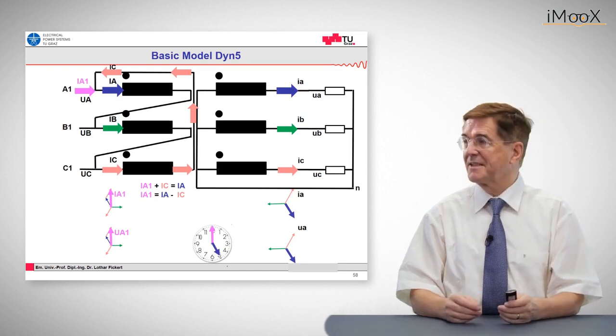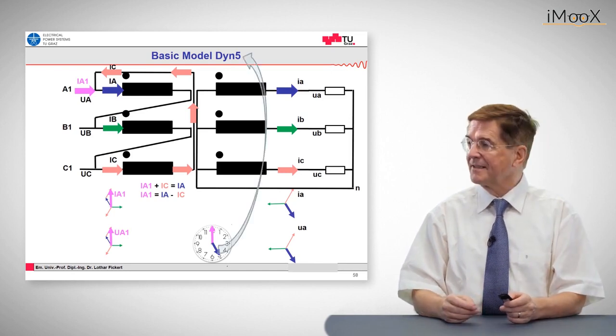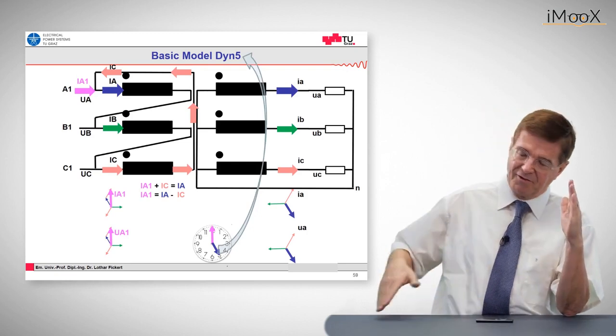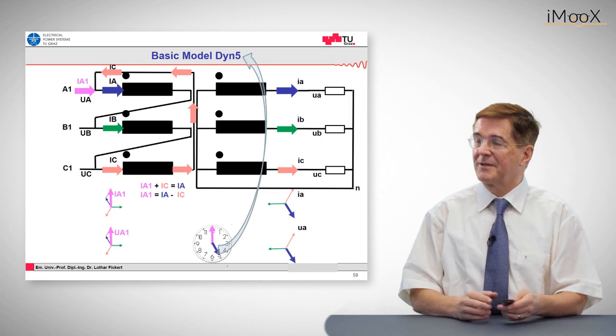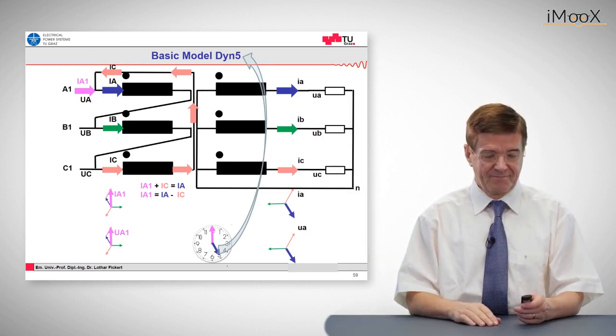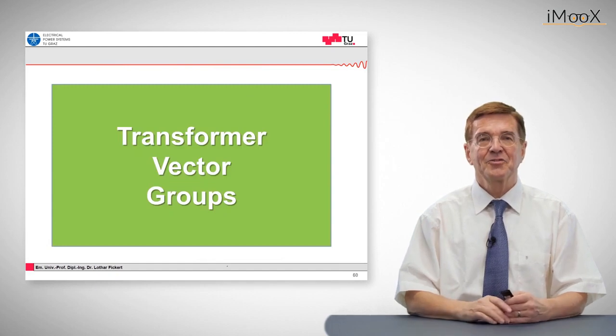And when it comes to this dial expression, we see that we have now 12 o'clock on the primary side, 5 o'clock on the secondary side, and this is why this transformer group is called dyn5. So this was today's lecture about transformers and their vector groups.